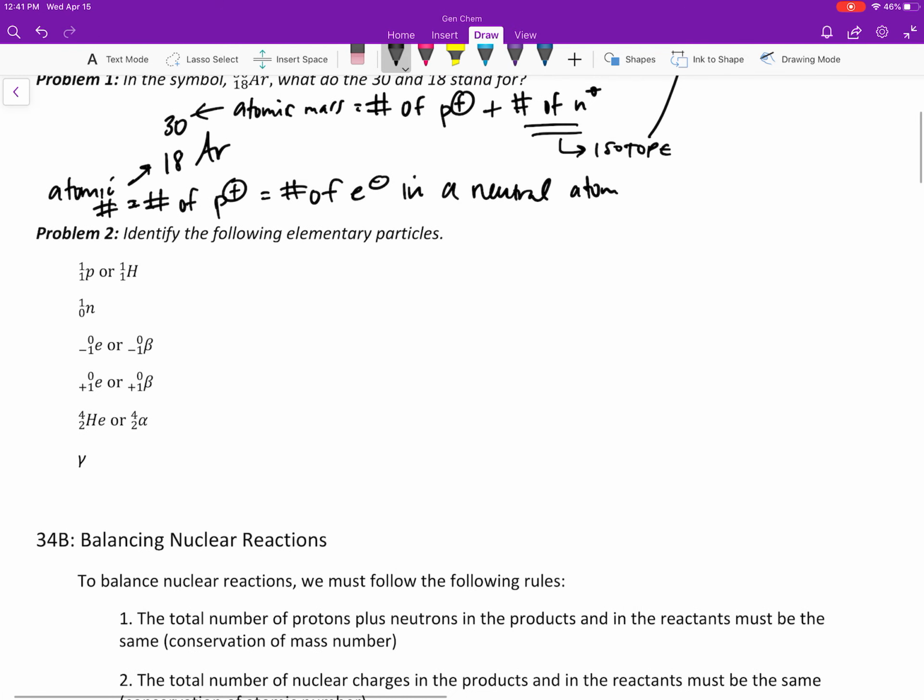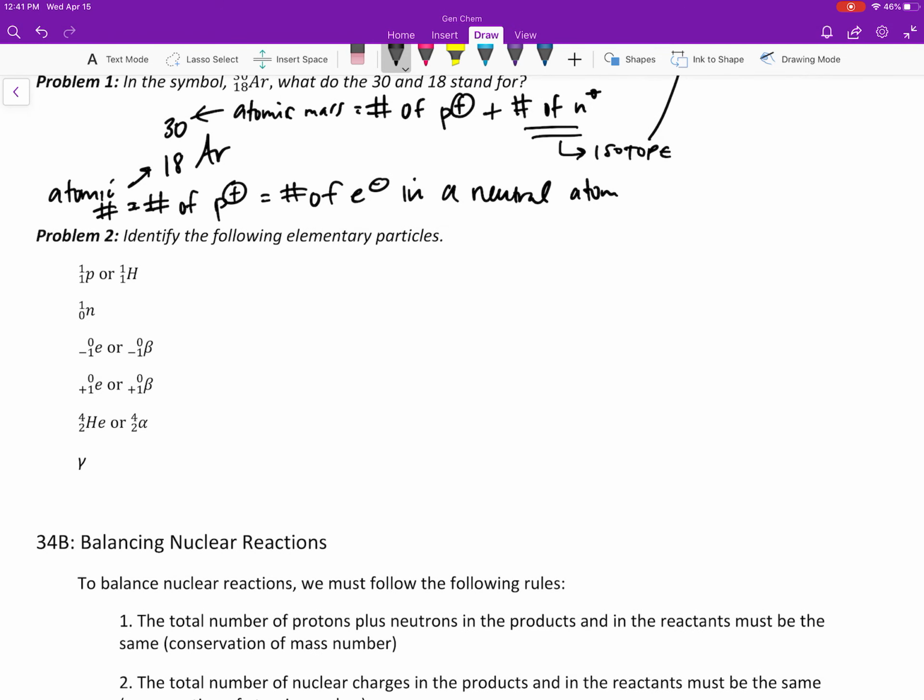All right, so these are the following elementary particles that we're going to need to know. This first one is not really new to us. This is a proton, otherwise called a hydrogen. Okay, so we called it a proton. It's going to have one proton and a mass of 1. The second one is a neutron. Neutrons have no protons, no electrons, hence the 0. And it's going to have a mass of 1 because it has 1 neutron.